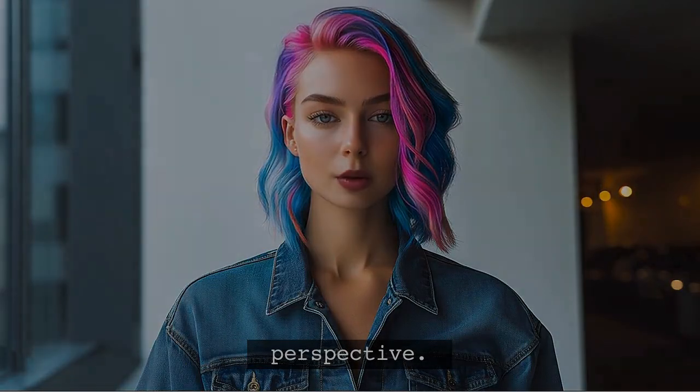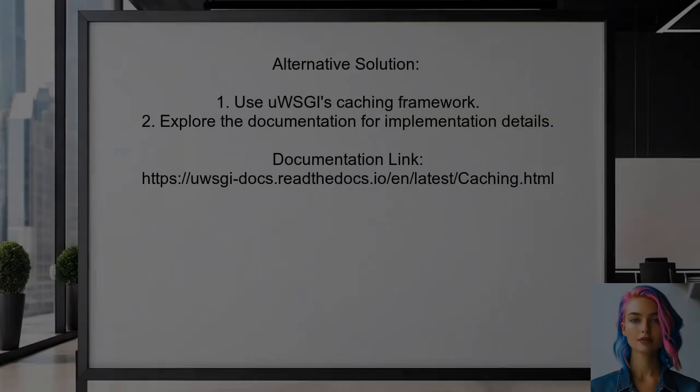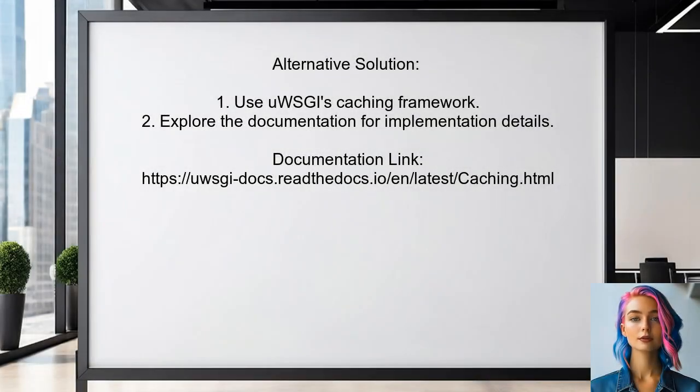Let's see another perspective. An alternative approach suggested by another user is to utilize uWSGI's caching framework instead of relying solely on the signal framework. They point out that uWSGI does not provide robust internal data exchange mechanisms and recommend checking the caching documentation for potential solutions.